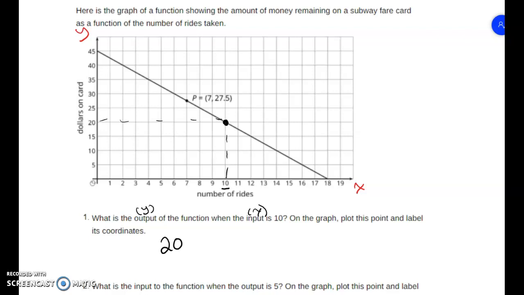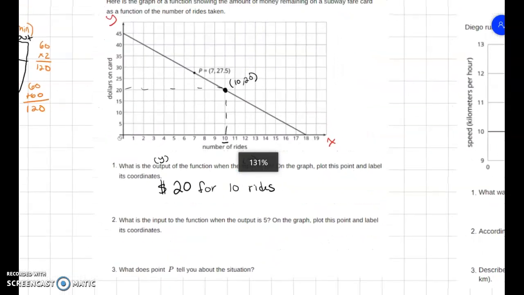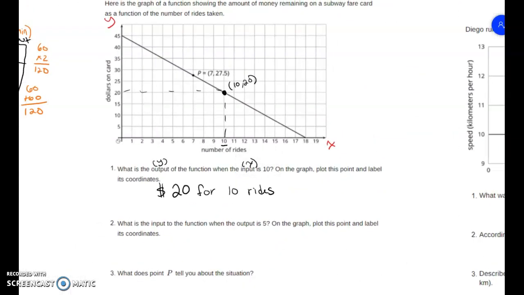Tater tots, camels, what? So we're also going to label it on our graph, because that's what it says. And this is $20 for 10 rides. Make sure you include the units. If you got it back and you're confused on why, that's why you didn't tell us the units.